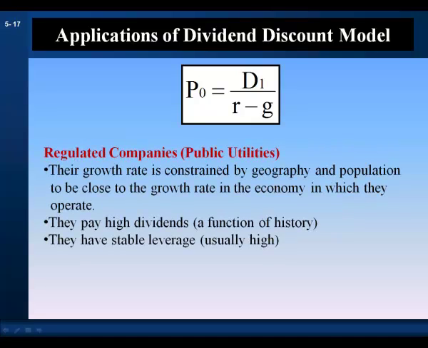Regulated companies such as public utilities are good candidates because their growth rate is constrained by geography and population to be close to the growth rate in the economy in which they operate. They historically pay high dividends, and they have stable leverage.